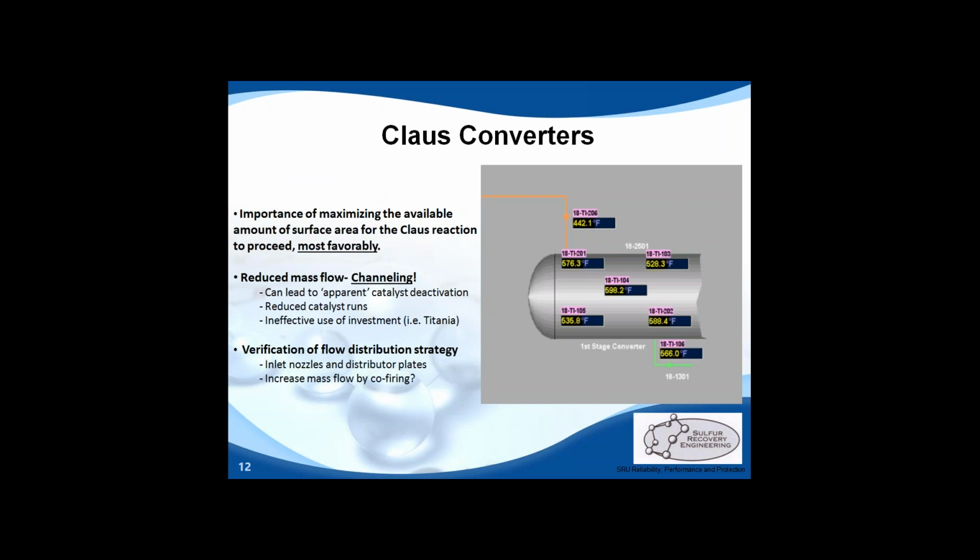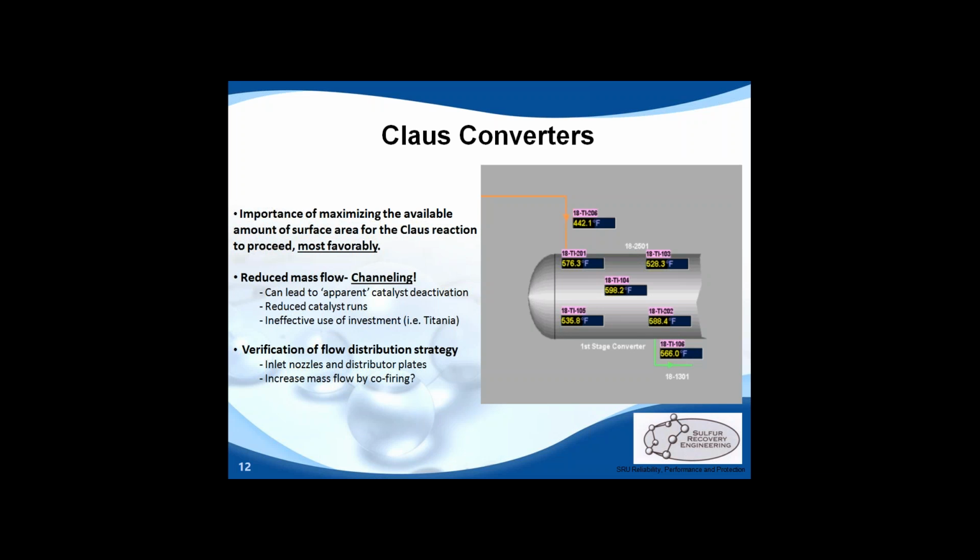Claus converters. The Claus reaction takes place over either aluminum or titanium catalyst in general. It is very important to maximize the available surface area for the reaction to take place. In conditions of SRU turndown, primarily due to reduced feed flows, channeling could occur in our reactor. Field testing has shown that channeling can lead to apparent catalyst deactivation. Reduced catalyst runs. We are not using our entire bed of catalyst.